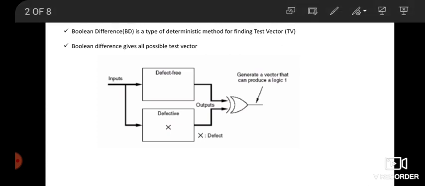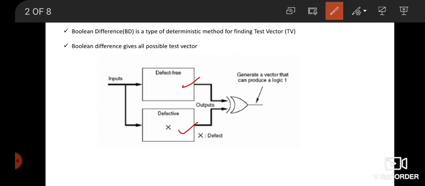This block diagram has two kinds of blocks, that is the defect free block and the defective fault circuit block. That means the fault free circuit and the faulty circuit. We give our inputs to both circuits, and from them we find the outputs. That output is compared with an XOR gate. When the XOR gate produces 1, we are able to find a test vector, else we are not able to find a test vector.